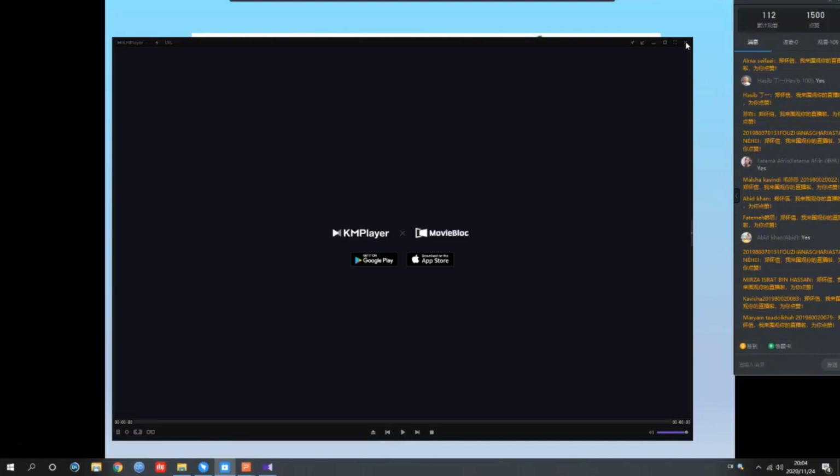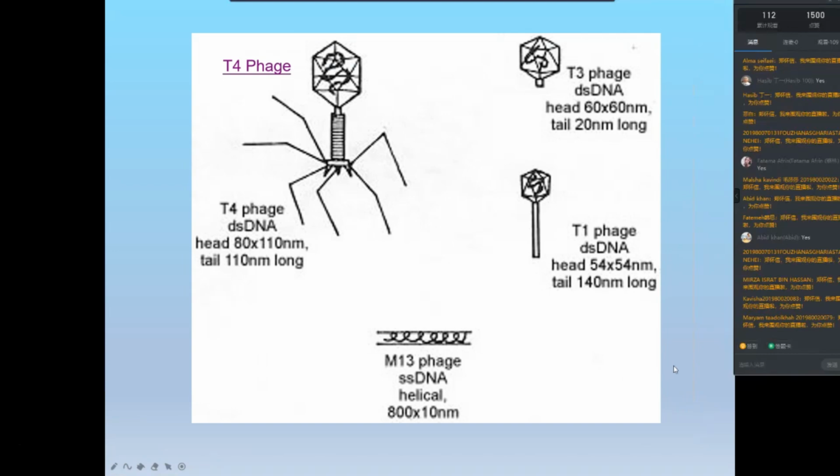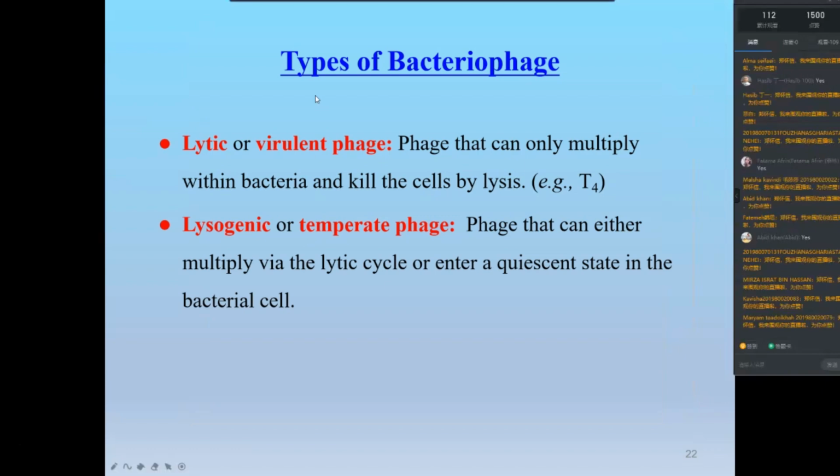Okay, so basically this is a procedure of how a T4 phage infects the E. coli cell and replicates inside. And later we'll talk about different types of phages, and some of them will kill the host cell, some of them might be more mild, and they don't directly kill the host cell by lysis. Okay, so that's different types of bacteriophages.